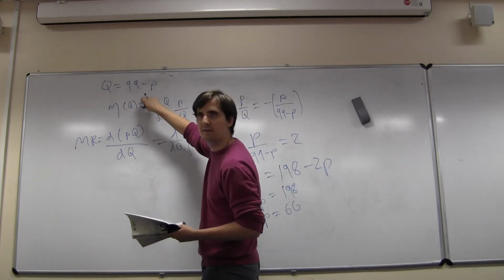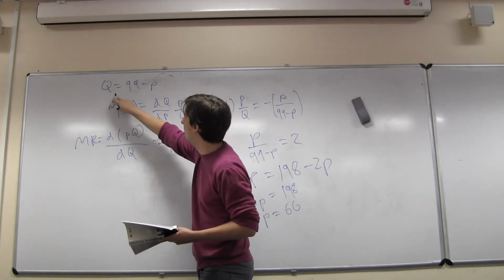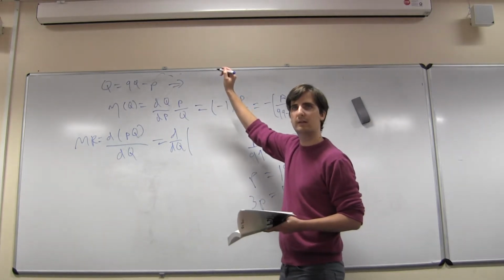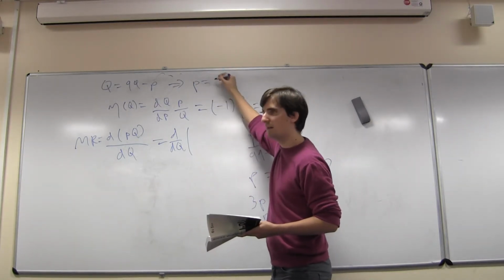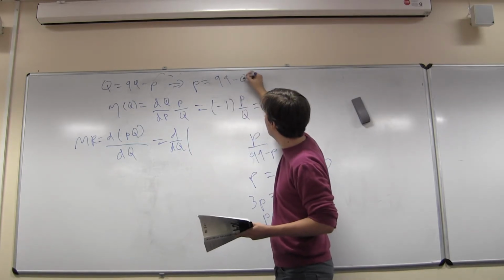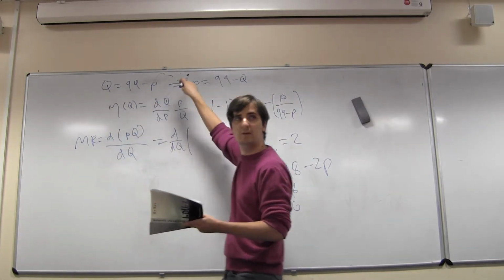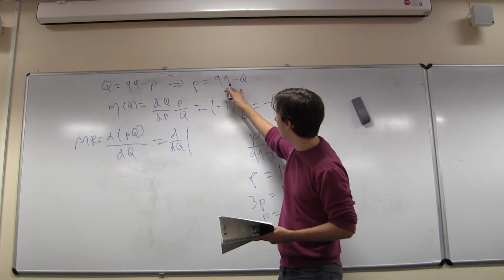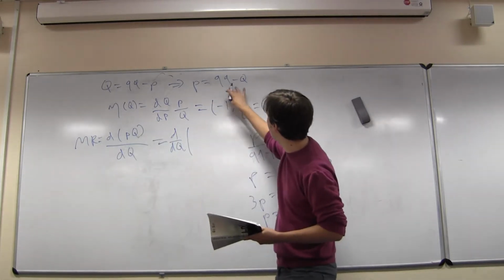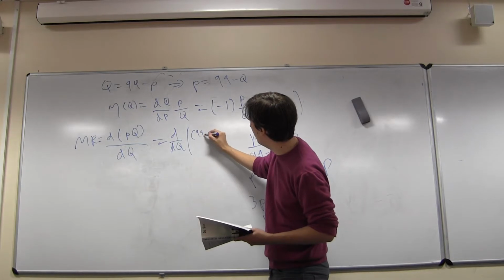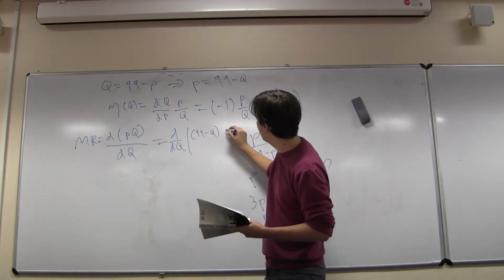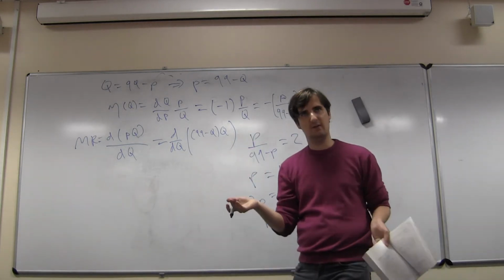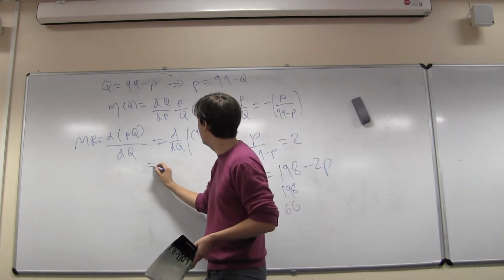So let's invert the demand curve to start with to make things easier. So if Q is 99 minus P, then what's P? Yeah, exactly, 99 minus Q. So you add P to both sides, subtract Q from both sides. So we want the derivative of price times quantity. So here we've got an expression for price. Okay, it's 99 minus Q times quantity. So this is our total revenue. We're getting marginal revenue.